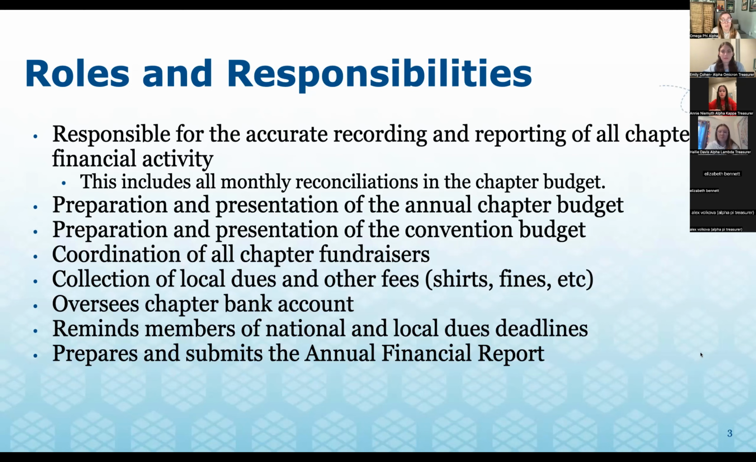And then you oversee the chapter bank account. So you're the main signer on the bank account. That's your main responsibility. And then you have a responsibility to remind members of both national and local dues deadlines. And then the main report or paperwork that you're responsible for besides the budget is submission of the annual financial report, which is due July 15th of every year.